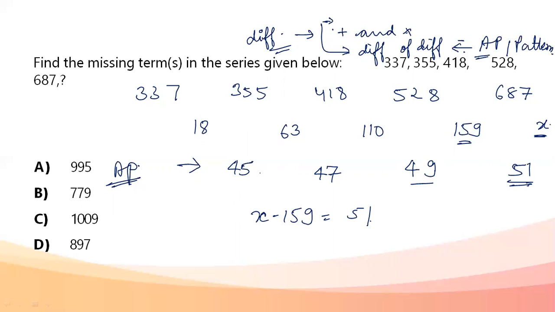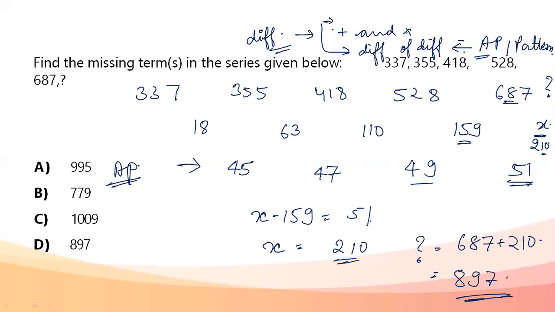This series that we have found out is between the differences of the two numbers. So the next difference is actually 210. So here instead of X, it would have been 210. Now this 210 is between 687 and whatever this question mark was containing. So actually, my question mark became 687 plus 210. My answer is 897. That is, the missing number is option D, 897.